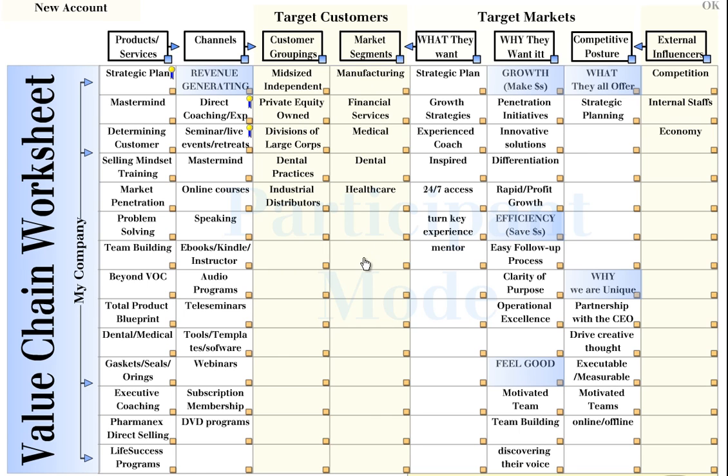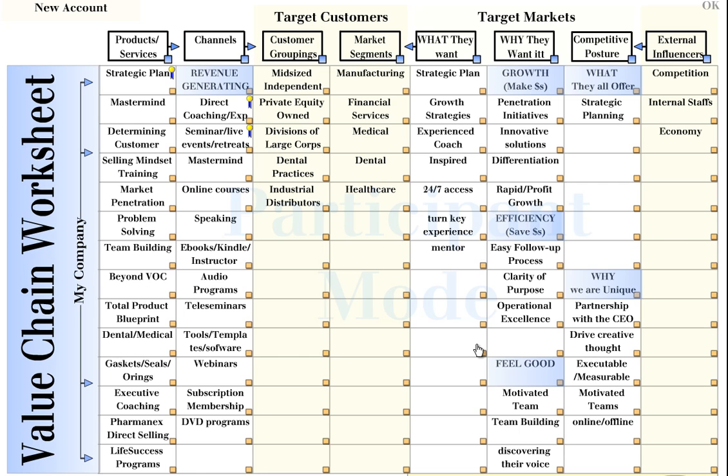So in this particular case, I'm looking at mid-size independents, private equity firms, large corporations, dental practices, industrial distributors, and so on. I just listed these out as some ideas. So I'm not only looking at the individual channels, but I'm looking at the customer group. And then I'm looking at the individual market segments. So in this case, I deal with manufacturers, financial services, medical practices, dental. That's some of my background, I used to own some dental businesses, and healthcare. I'm looking at other areas as well, but I don't have those added on. But that's where I'm looking to divide my markets.